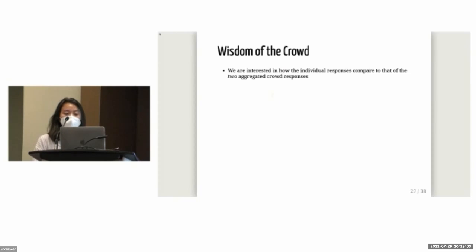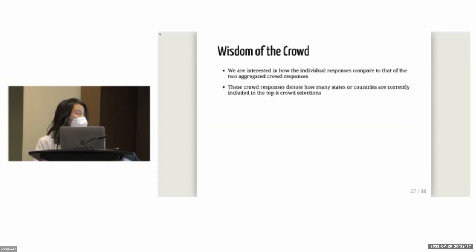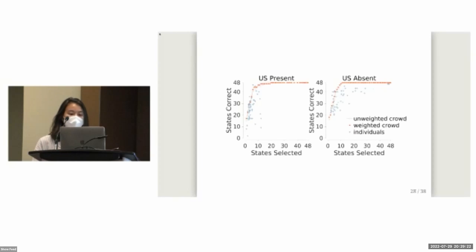So we're interested in how the individual responses compare to that of the 2 aggregated crowd responses. Is there a wisdom of crowd effect? The crowd responses are going to denote how many states or countries are correctly included in the top K crowd selections, with top 1 being the modal response, top 2 being the 2 most popular responses, and so on. So we have the same plots that I showed you earlier with the participants in blue, but now we've overlaid the weighted and the unweighted crowd aggregates. The weighted and the unweighted might be difficult to tell apart, partly because they overlap almost entirely. The weighted is slightly better, but the unweighted also does really well.